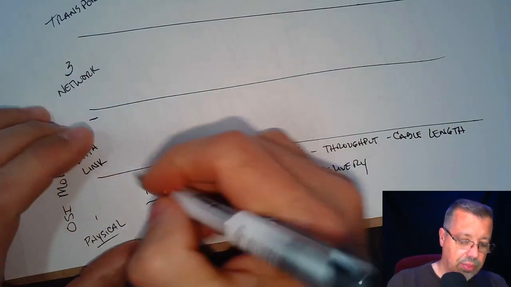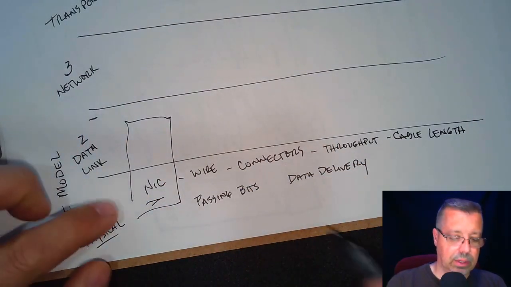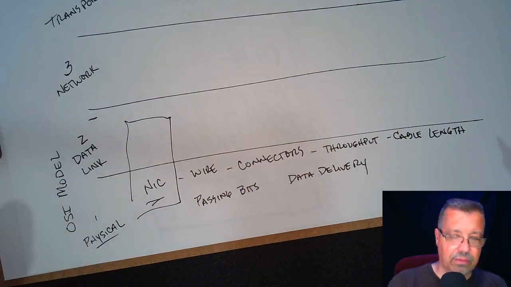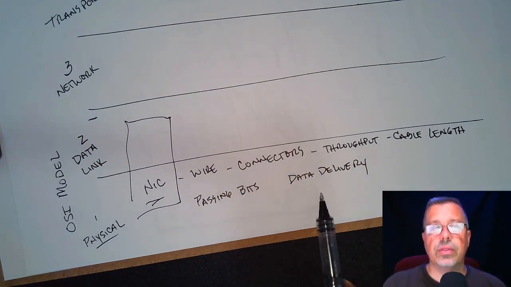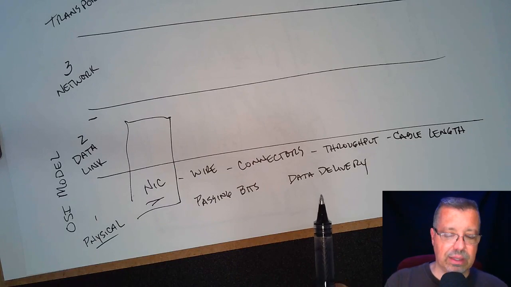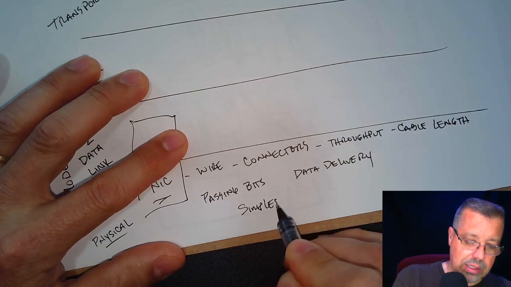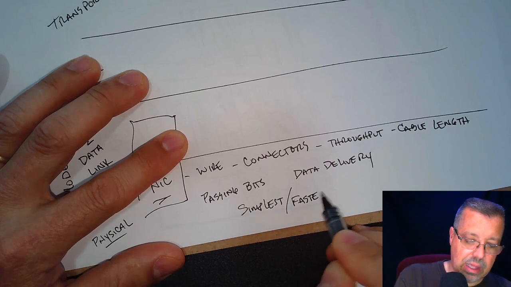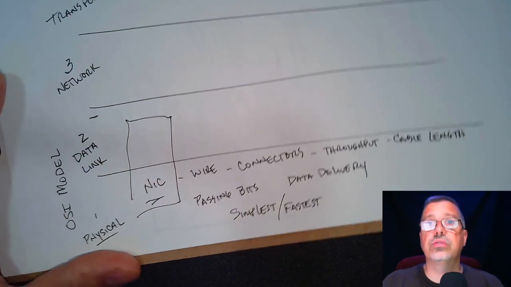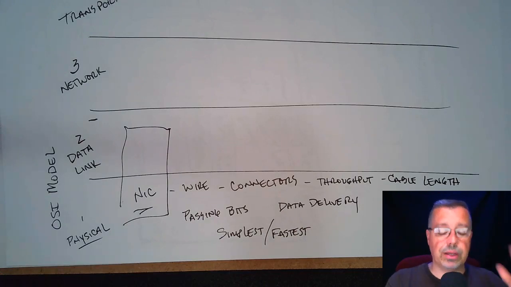Now, the NIC actually does sit here at the data link and the physical layers, and we'll get to that in a minute. One of the things I do want to talk about on the physical layer, which I mentioned in the last video, is that it is the simplest and fastest. So if we're trying to do something very fast, we want to be as low in the stack as we possibly can.